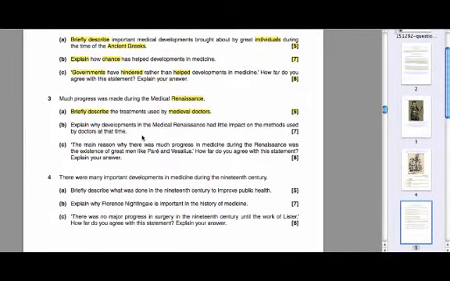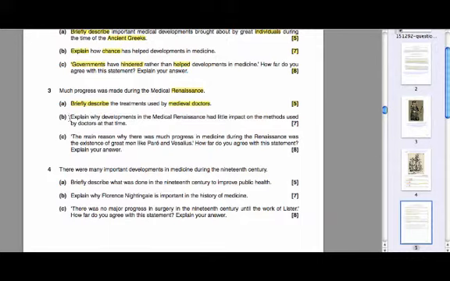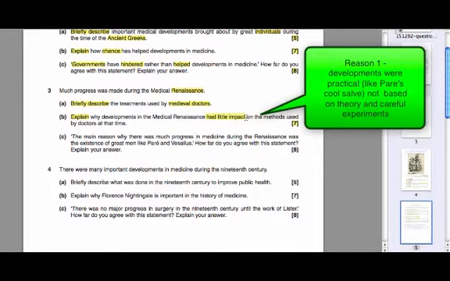When we come to question 3b, which is another explain question, just as above, we're looking at explain questions that are worth 7 marks. You need to explain 2 separate things. So the question is, explain why developments in the medical Renaissance had little impact on the methods used by doctors at the time. So we're looking to explain why developments in the medical Renaissance had little impact. So we're looking for reasons why it had little impact on methods used at that time. So explain why things had little impact at that time.